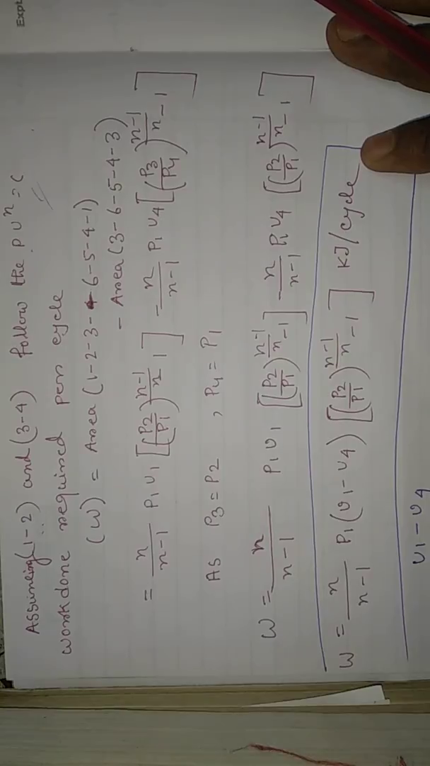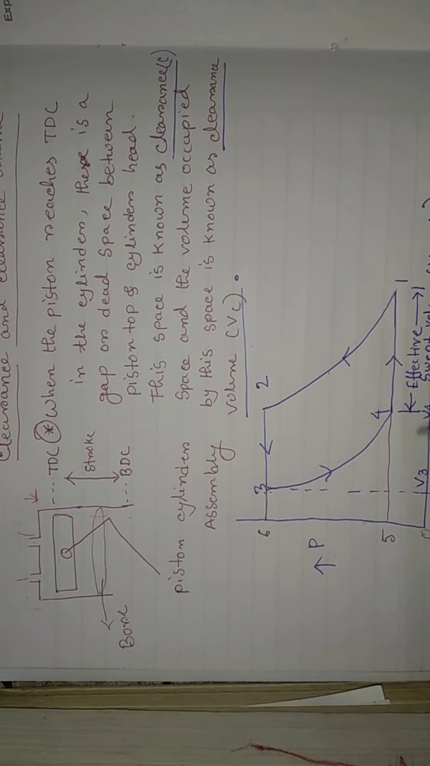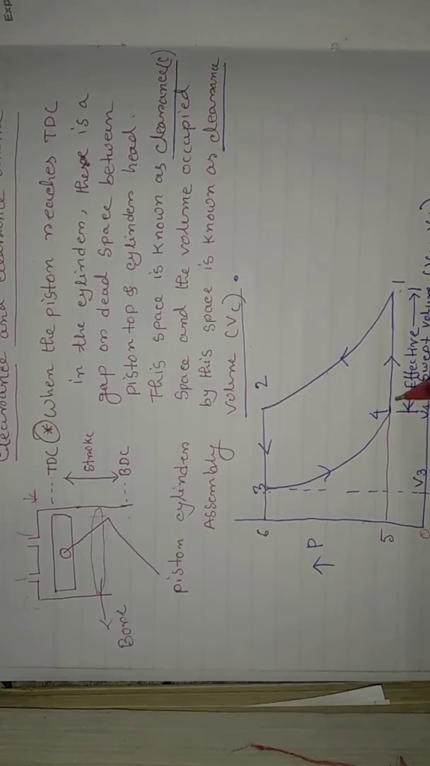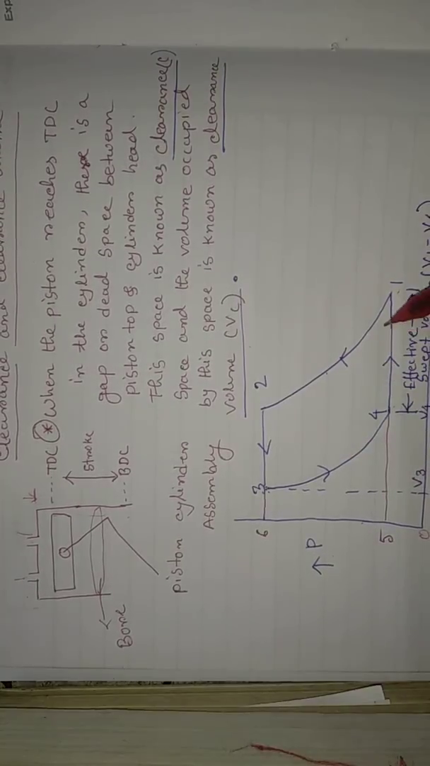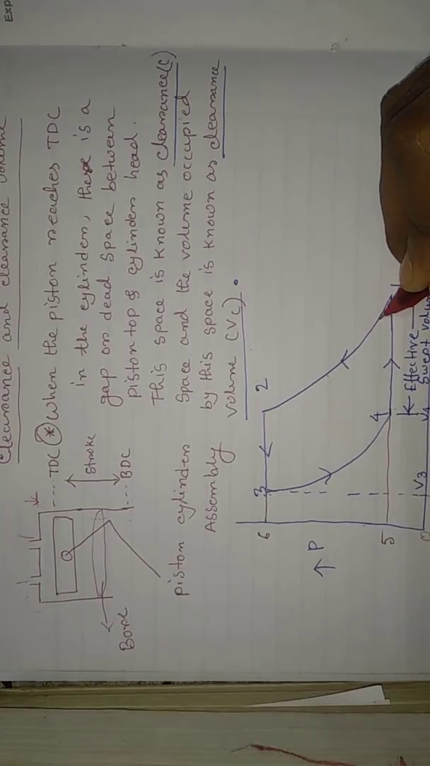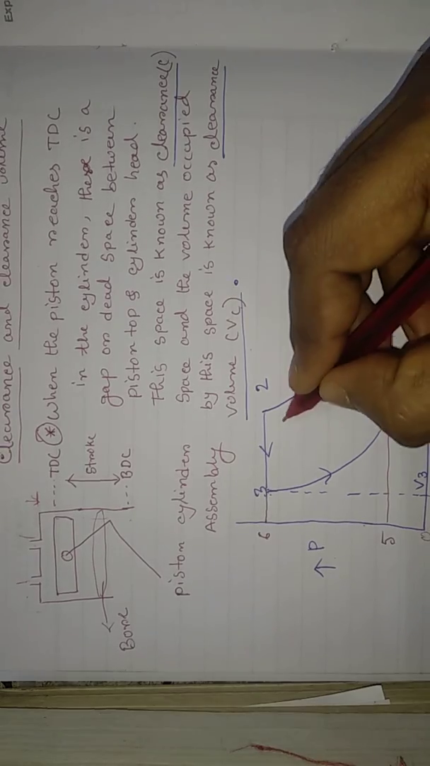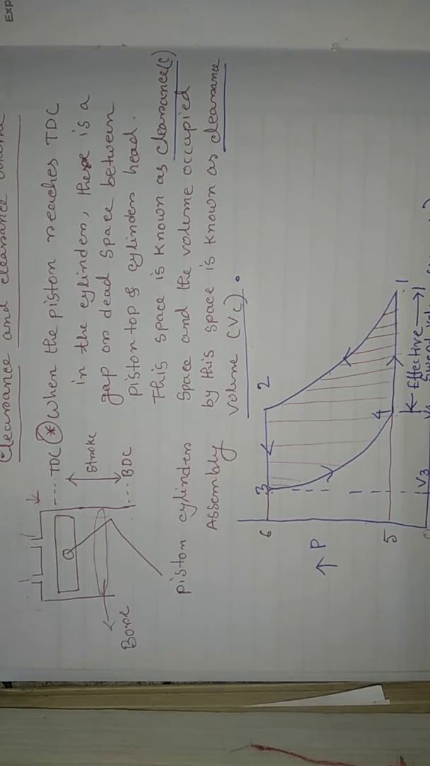Now what is the work done required for that? When you calculate the work done required per cycle, first you have to calculate the work done required for the total cycle, that is 1 2 3 6 5 4 1, minus this amount of work done. The work done required per cycle is nothing but this portion, right?